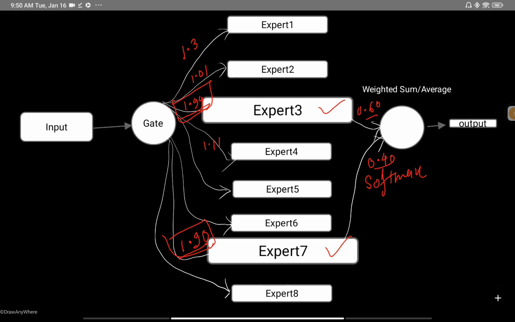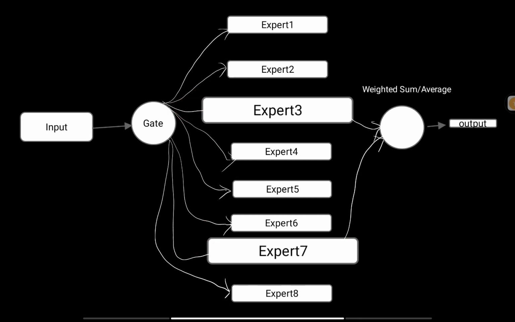So once we produce these weights, using those weights for every token we create a weighted sum or average, and then we produce the output. So this is the high level overview of what the mixture of experts looks like and how the data flows through this Mixtral architecture of mixture of experts.